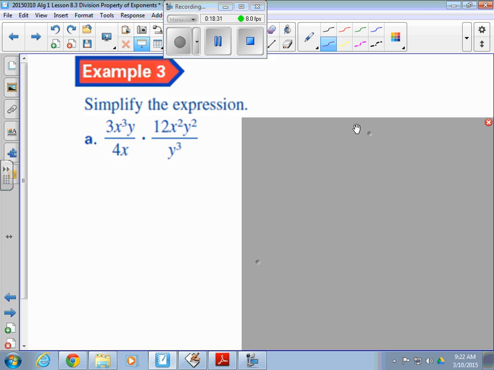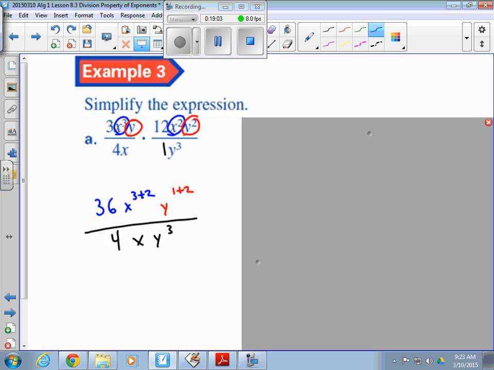First things first, go straight across. 3 times 12, we know it's going to be 36. X to the 3rd times x squared, that's x to the 3 plus 2. Y to the 1st power times y squared, that's y to the 1 plus 2. On the bottom, 4 times, if there's a 1 there, will be 4, x, y to the 3rd. So clean up the top. 36, x to the 3 plus 2 is x to the 5th. Y to the 1 plus 2 is y to the 3rd, over 4x y to the 3rd.